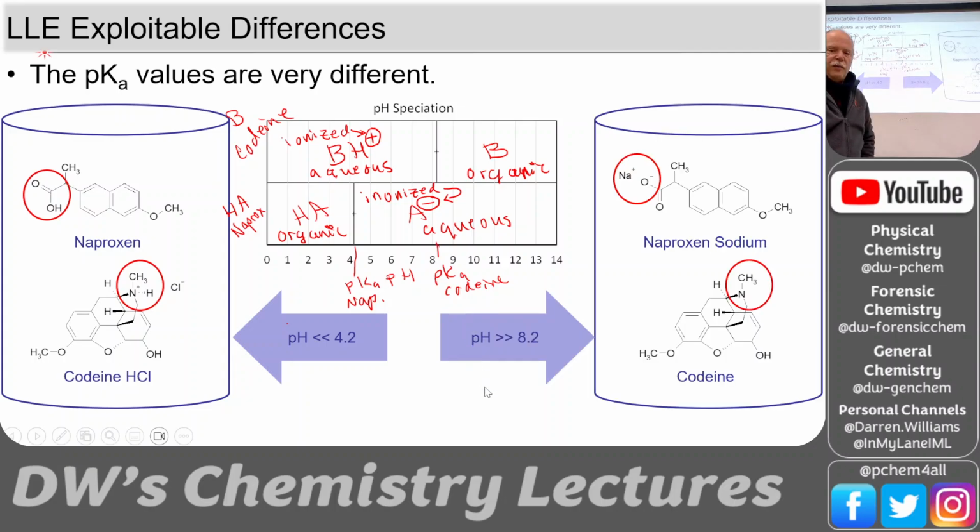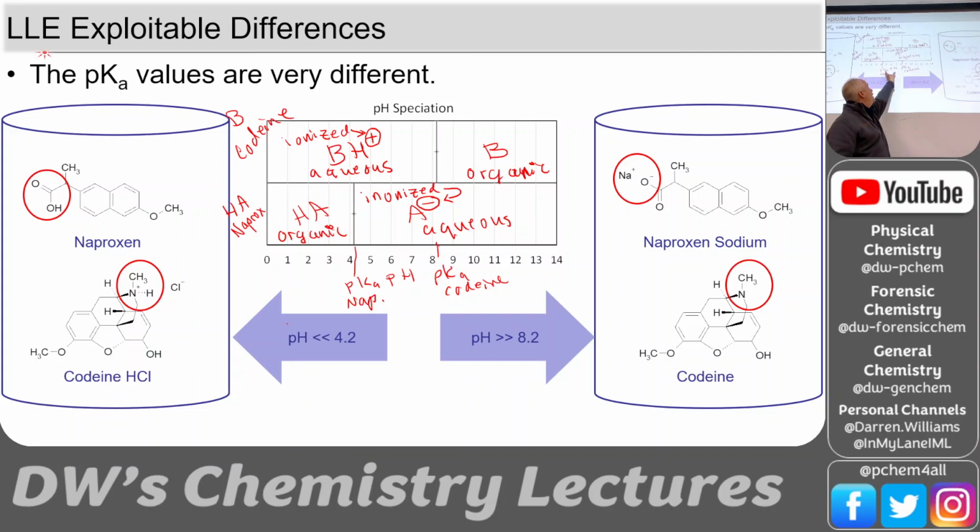What if we go above 8.2? Now the base has been deprotonated. It's unionized, so it's in the organic layer. And the naproxen sodium has been deprotonated, so it's ionized and in the aqueous layer. We can see what we've done in our speciation chart. Above 8.2, the base is in the organic and the acid is in the aqueous. Below 4.2, the acid is in the organic and the base is in the aqueous. So we could switch them around anytime we want.